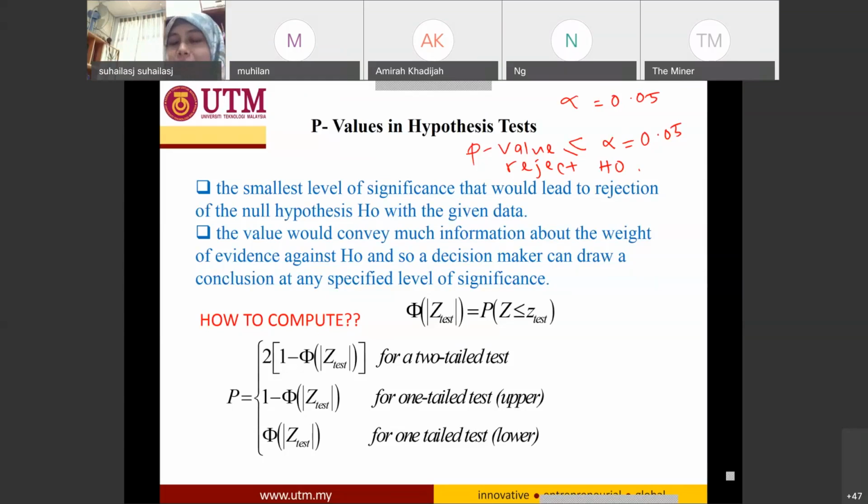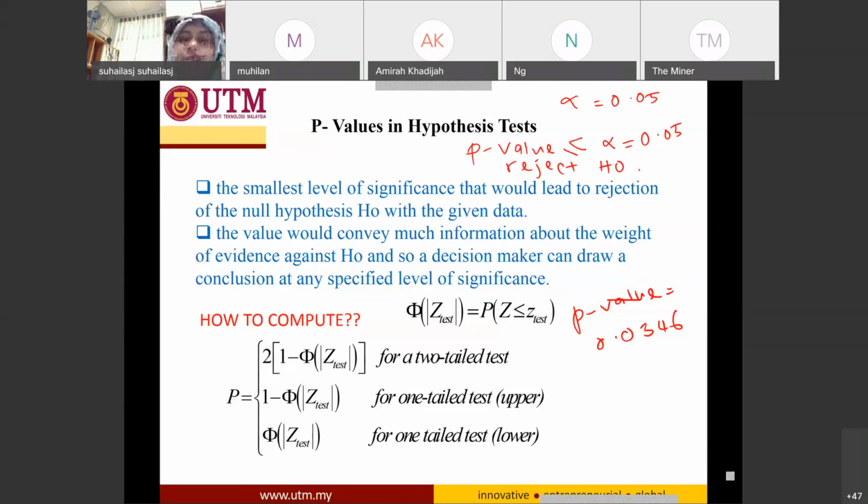Contohnya kita buat programming and so on, nak compare mean and so on, kita dapatlah p-value dia. Katakan p-value yang kamu compute adalah 0.0346. So since our p-value 0.0346 is less than our alpha, then we will reject our null hypothesis. Kalau kita ada output, kita interpret macam ni. Kalau p-value kita less than alpha, mean kita akan reject kita punya hypothesis.